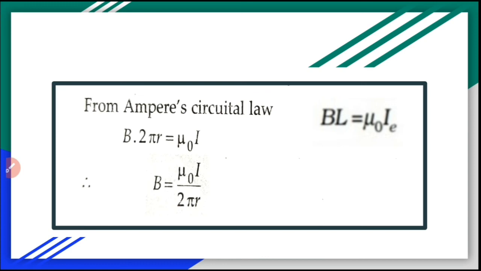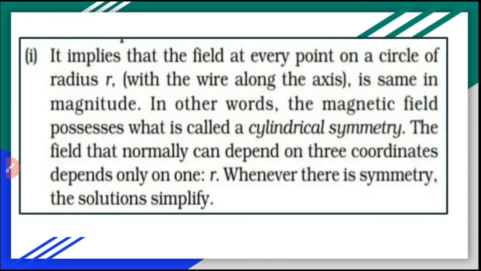This is a very important equation. It gives the magnitude of magnetic field around a straight current carrying conductor: B is equal to mu 0 I by 2 pi r. So we can state that the magnetic field is directly proportional to current and inversely proportional to the distance. As we go away from the wire, the magnitude of magnetic field decreases. Likewise, it varies directly with current. As the current increases, magnetic field increases. As the current decreases, the magnetic field decreases.